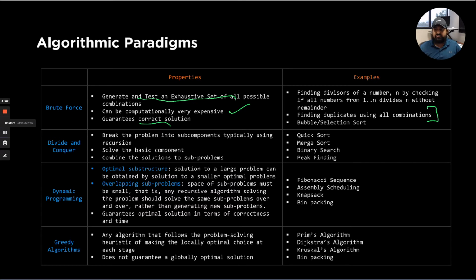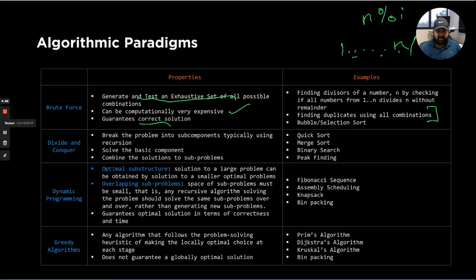Or if we are trying to find the divisors of a number, and we check every number from 1 to n, or square root of n, or n divided by 2, we run a loop and try to see if n mod i is zero, where i is running from 1 to n or square root of n or n divided by 2 depending on your algorithm. You are checking all possible solutions.